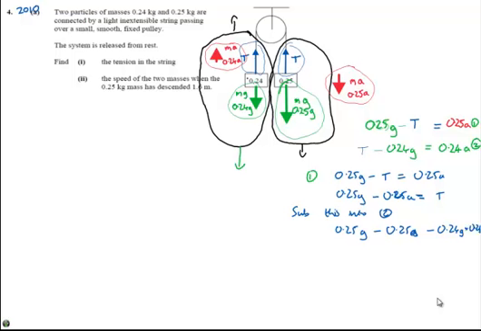So you've got 0.25G minus 0.25A minus 0.24G is equal to 0.24A. Now, 0.25G minus 0.24G is the same as 0.01G. When you bring that over and add it to that side, you have 0.01G is equal to 0.49A. So we have a value for A: A is equal to 0.01G over 0.49.